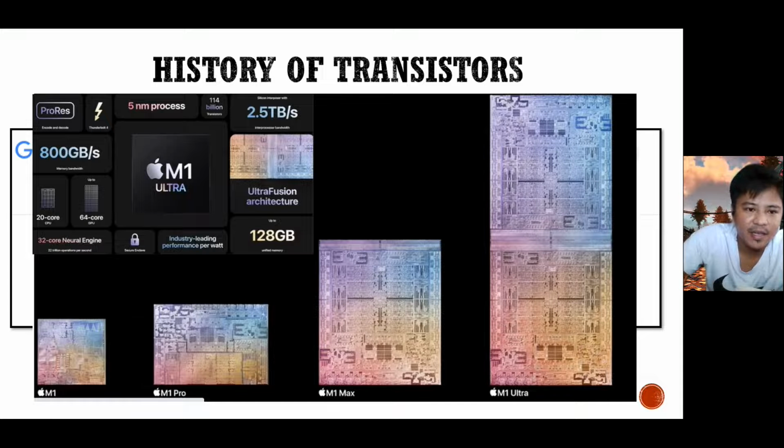By image and by parameters, this is what the M1 Ultra looks like. The M1 Ultra has a 5 nm process, up to 128 gigabytes of unified memory, and I would like to emphasize the 20-core CPU and 64-core GPU. So imagine the past transitions and the ultra processing of these devices. And this microprocessor is definitely really expensive. Okay, so that is all for the history of transistors.